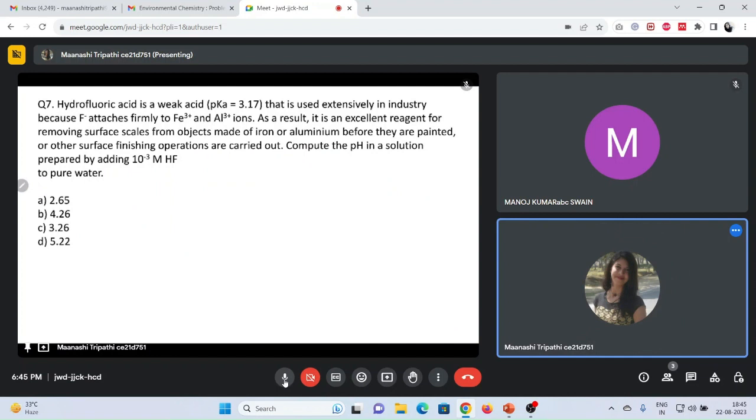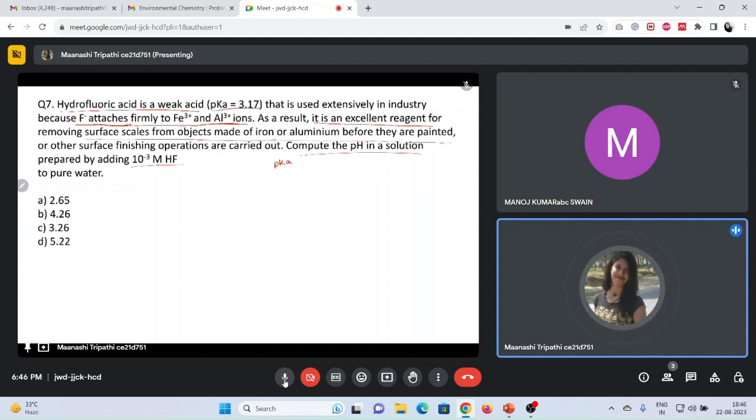Coming to the next question, hydrofluoric acid is a weak acid, pKa is 3.17. That is extensively used in industry because fluoride ion attaches firmly with ferric ion as well as aluminum ion. As a result, it is an excellent reagent for removing surface scales from objects made of iron or aluminum before they are painted. We have to compute the pH of the solution prepared by adding 10 raised to power minus 3 molar HF. So we have the pKa value.